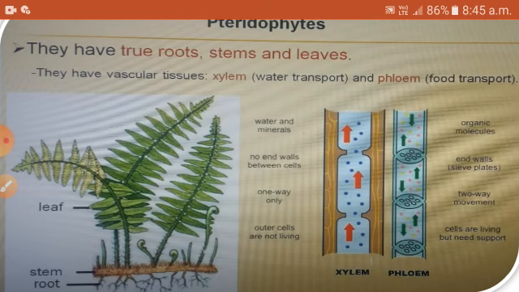Vascular system was an important development in the evolution of life on earth. Because of the vascular system, the water and food can be transported over more distances in the plant body, allowing plants to increase in size and more successfully invade land.